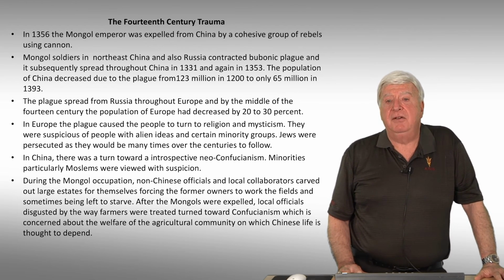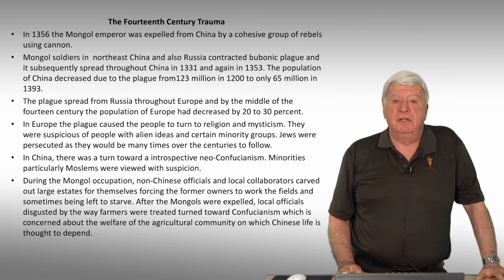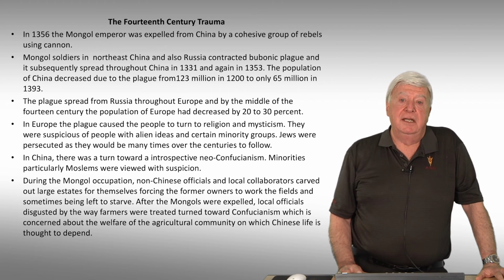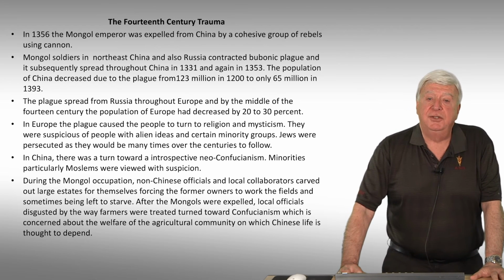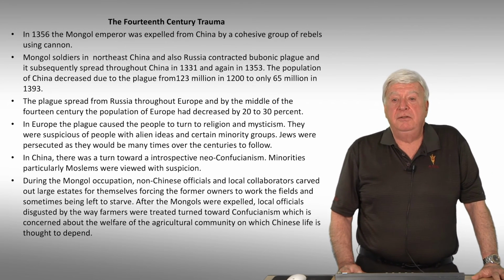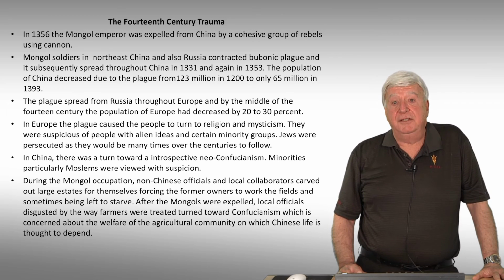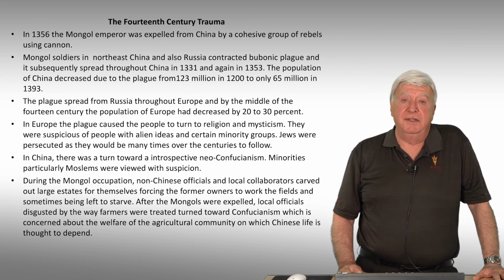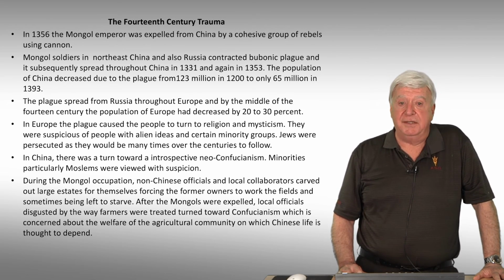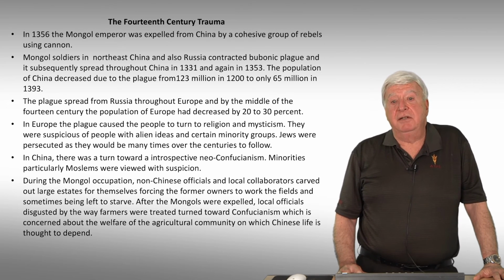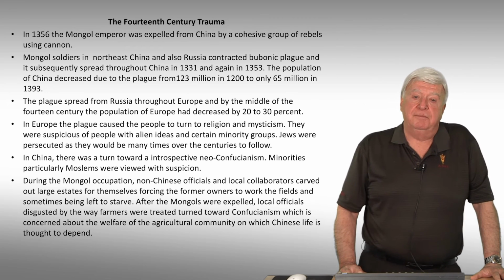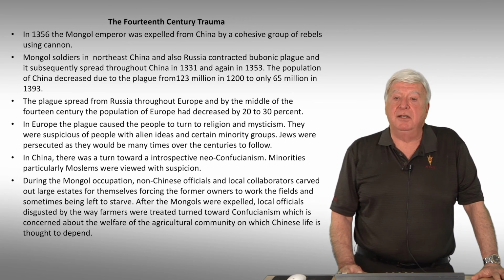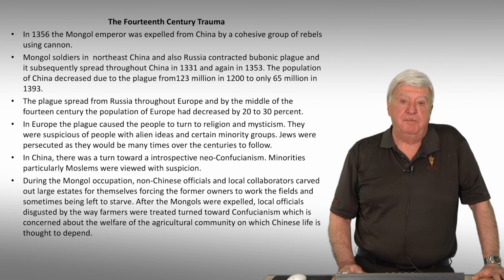In Europe, the plague caused the people to turn to religion and mysticism. They were suspicious of people with alien ideas and certain minority groups. Jews were persecuted, as they would be many times over the centuries to follow. We all know about that. In China, there was a turn towards introspective Neo-Confucianism. Minorities, particularly Muslims, were viewed with suspicion.